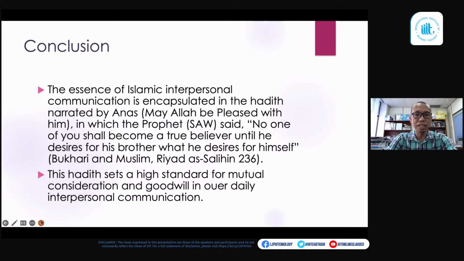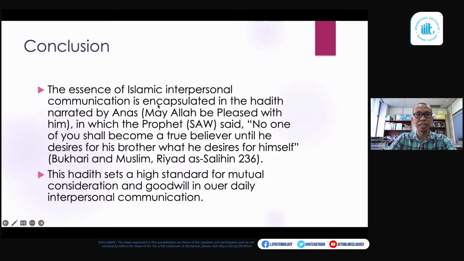This is basically a bit of what I've written in a text on Islamic communication, yet to be published. We are still finalizing the text. This is one of the segments in the text written by me and the other 2 writers. We are still at the final stage of the book writing. So this is the conclusion from my part.